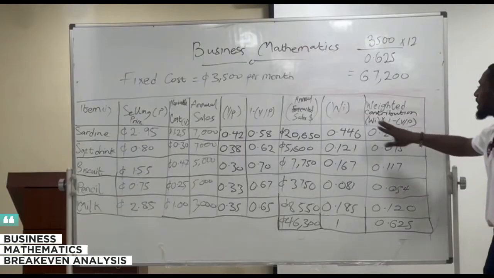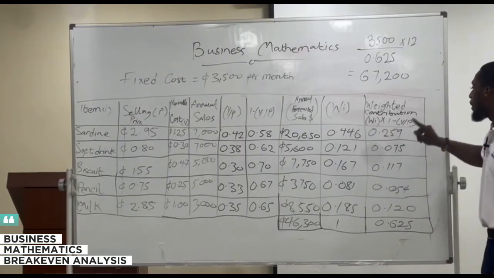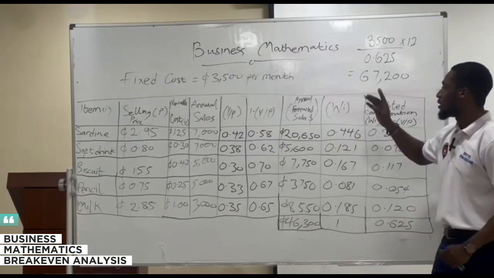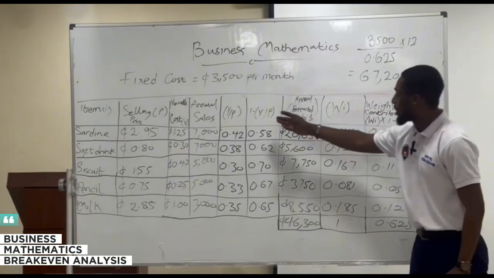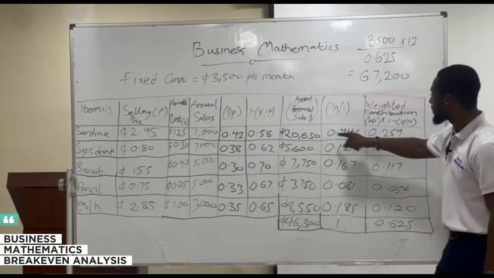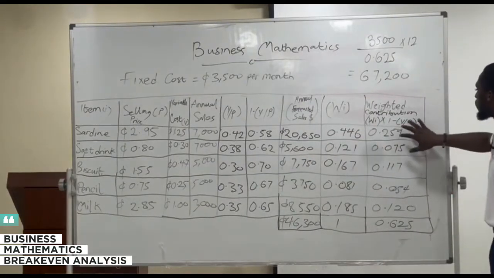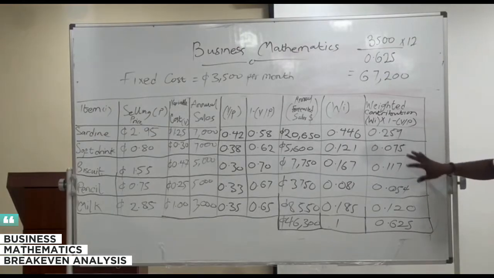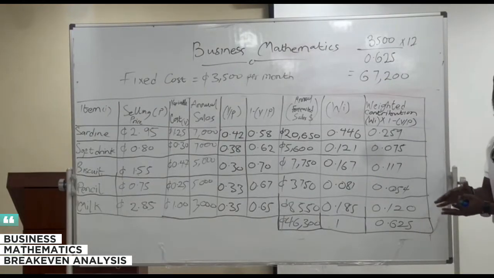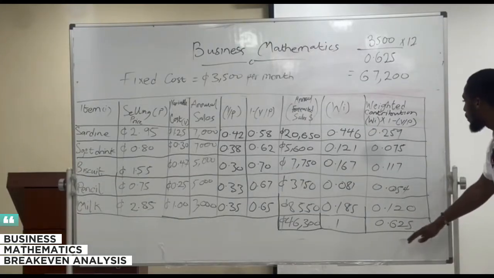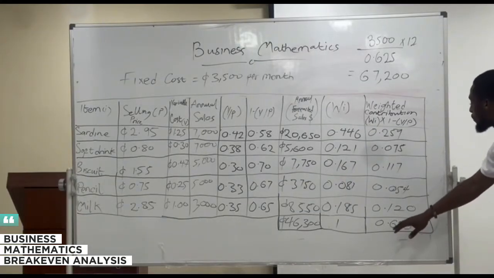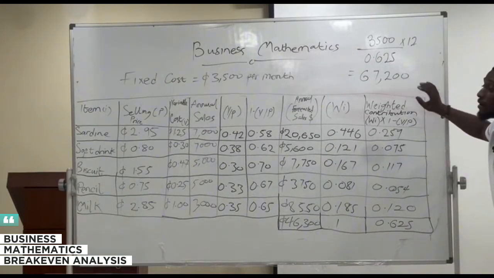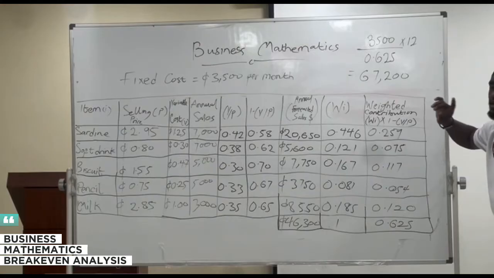You multiply each WI by each 1 minus brackets V on P, as seen here. So you multiply this by this to get your weighted contribution. And after getting each weighted contribution for each item, you sum them up to get your total weighted contribution. Your total weighted contribution represents the denominator for the formula that was stated.